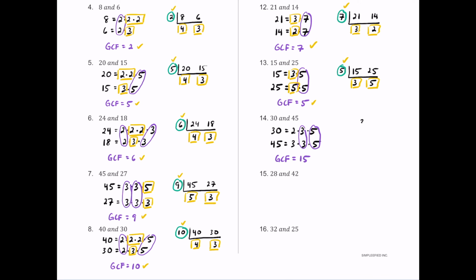Now, if you go ahead and use the ladder method, 30 and 45, maybe the first thing you think of is using a 5, that's fine. 5 times 6 is 30, then 5 times 9 is 45. Then you look at the 6 and 9 and think to yourself maybe 3. 3 times 2 is 6, and 3 times 3 is 9. And so if you multiply 5 times 3 on the side here, you do end up getting 5 times 3 equals 15. Then this 2 matches, and the 3 matches. So we are confirmed that the GCF is 15 here.